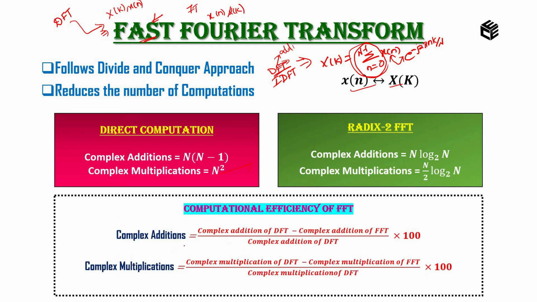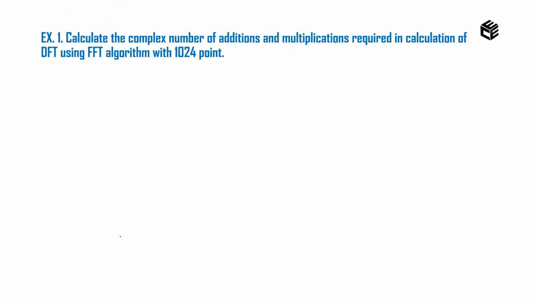The computational efficiency for complex addition is calculated using the formula: complex addition of DFT minus complex addition of FFT, divided by complex addition of DFT, into 100, which gives the percentage in terms of addition. And the complex multiplication formula is: complex multiplication of DFT minus complex multiplication of FFT, divided by complex multiplication of DFT, into 100%, which gives the percentage for the multiplicative operation. Now, let's solve a problem with the help of these formulas.